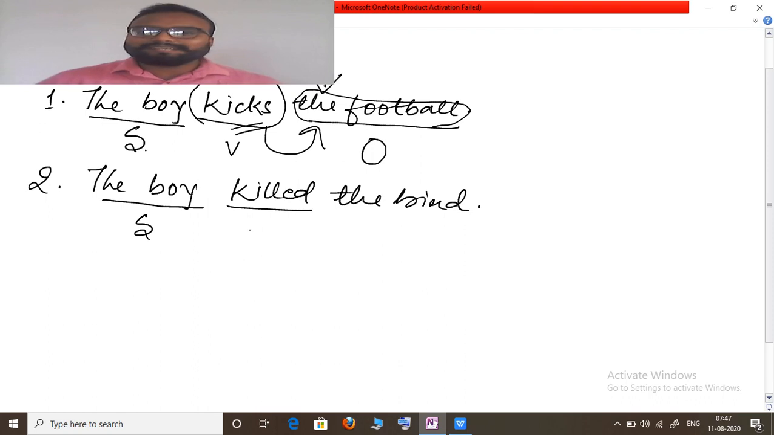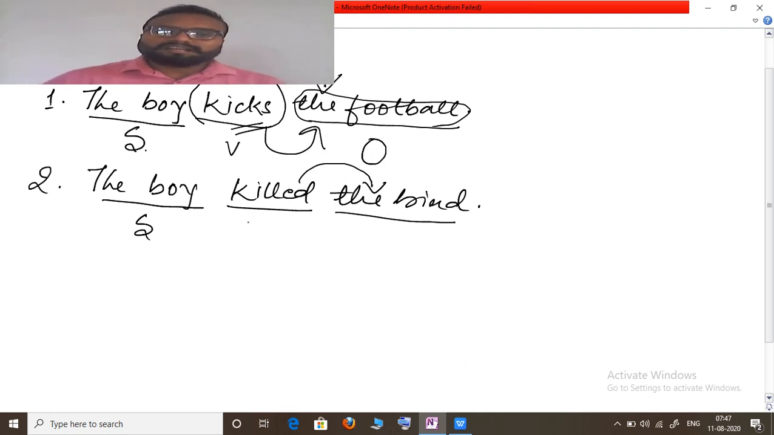What is he doing? He is killing. So definitely he has killed the bird. The effect of this killing is being transferred to what? It is affecting directly the bird. So it is a transitive verb, and the word to which the effect of the action is being transferred is regarded as the object. So here "killed" is a verb and it is a transitive verb, and the word to which the action is being directed is the object, that is, here we have "the bird" as the object.